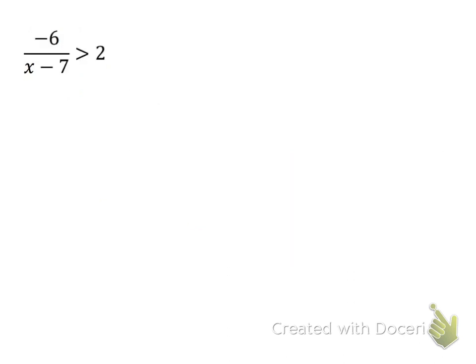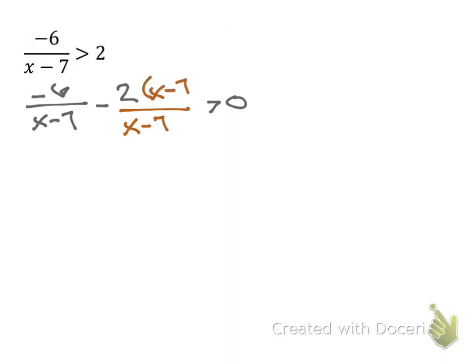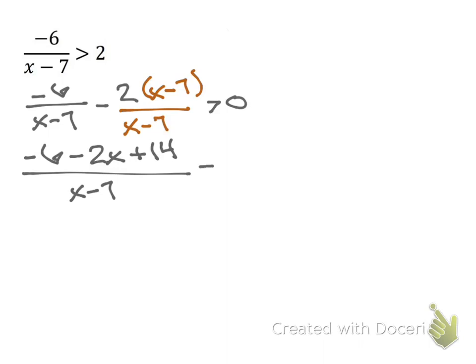Here, the issue we have is that we are not comparing with 0. We need to make that happen. We would have -6 over x minus 7 minus 2 is greater than 0. Remember, when we subtract that 2, we need to get a common denominator. So we would have an x minus 7 and an x minus 7. Continuing that, -6 minus 2x plus 14 over x minus 7 greater than 0.